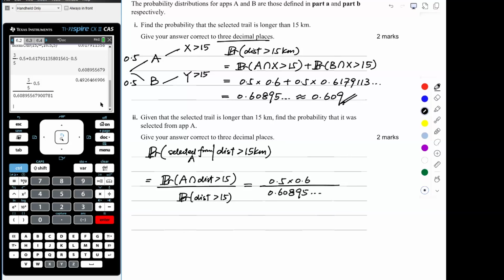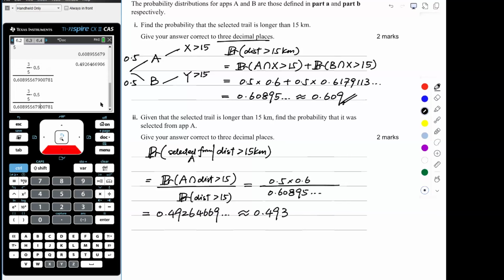I think it will be roughly 0.4926466, which is rounded to 0.493, okay? Try not to truncate too early, but in this case it doesn't differ by too much. Actually, if you use 0.609, you will still get this value rounded to 0.493, but try to keep as many digits as possible, all right?